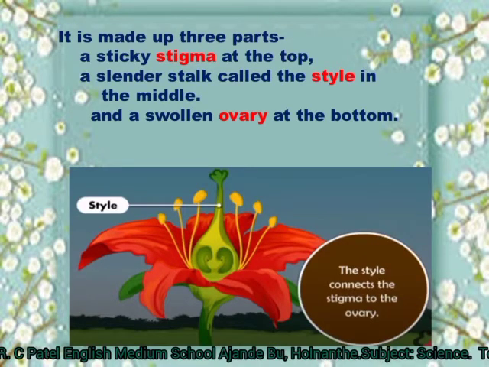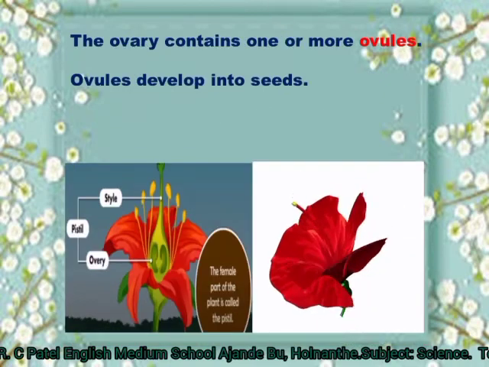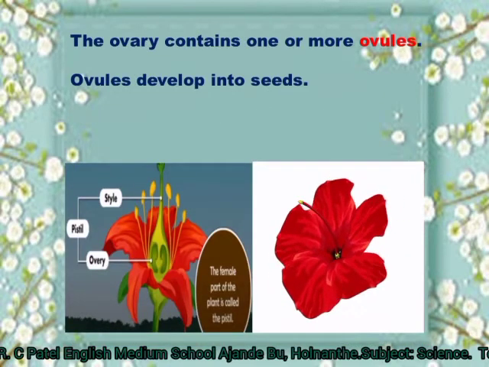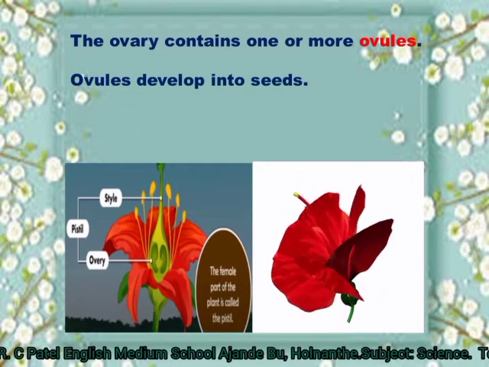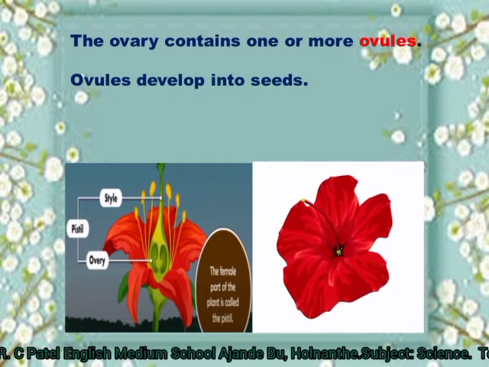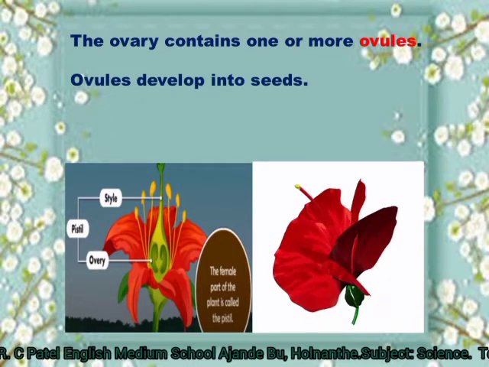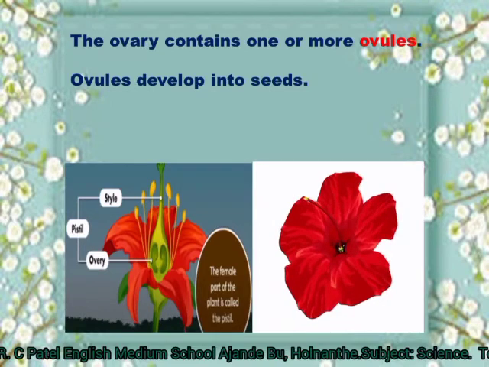The female part of the flower is made up of three parts: a sticky stigma at the top, a slender stalk called the style in the middle, and a swollen ovary at the bottom. The style connects the stigma to the ovary. The ovary contains one or more ovules, and these ovules afterward develop into seeds. The female part of the plant is called the pistil.